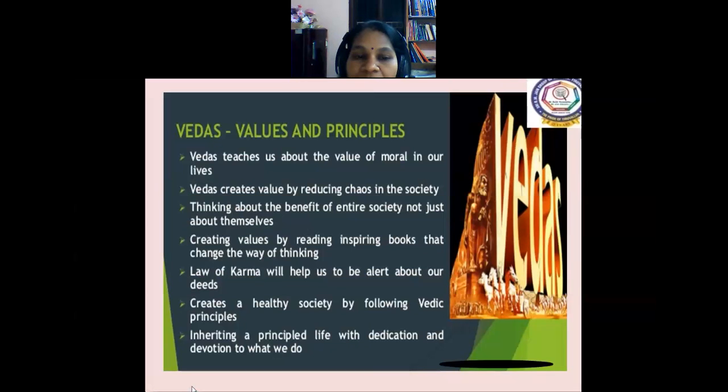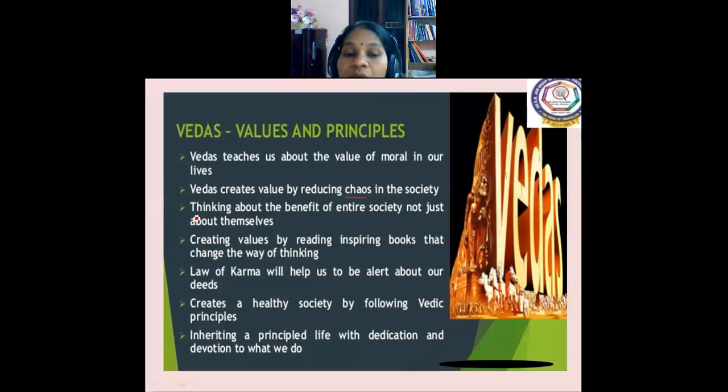See, values. What are the values of Vedas? Vedas teach us about the value of moral in our life. You have to do this one thing. You should not do wrong things. You should obey elders. Like that, it will teach us the value of moral in our life. Veda creates value by reducing chaos, the confusion. Chaos means confusion in the society.